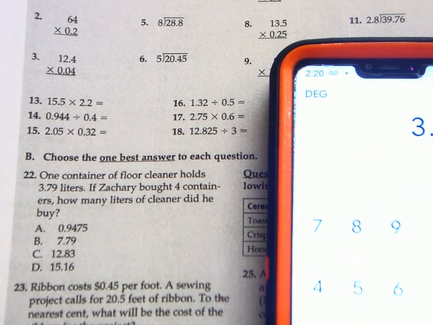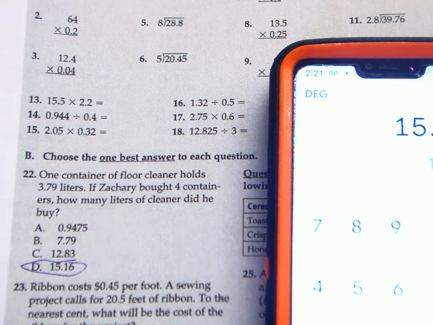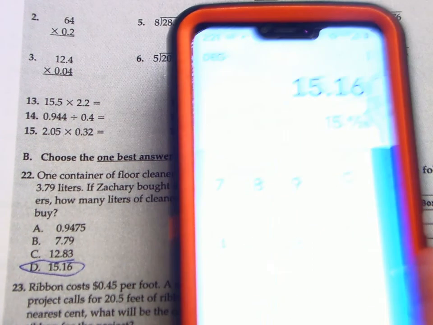3.79 times 4 equals 15.16. There it is. Okay, 1 container of floor cleaner holds 3.79 liters. If you bought 4 containers, how many? Yep, it's just 4 times that. I don't know if you saw my calculator good enough.